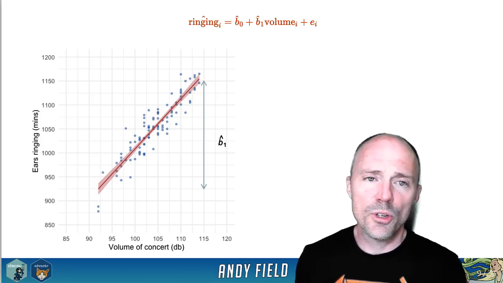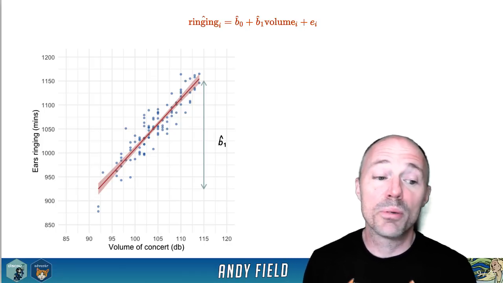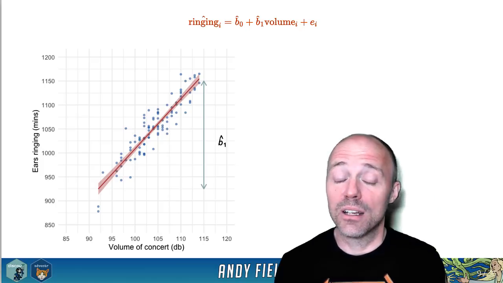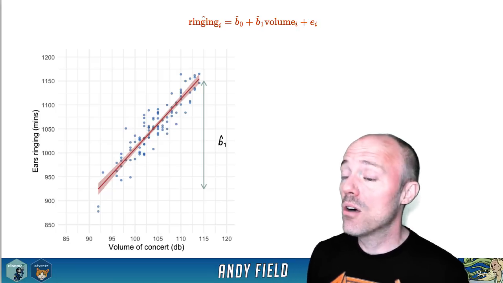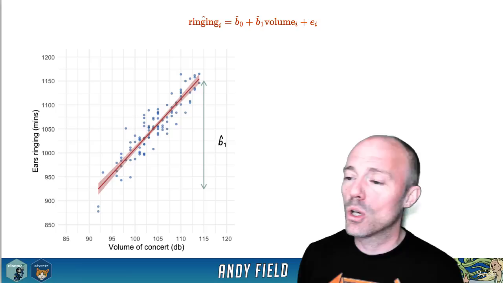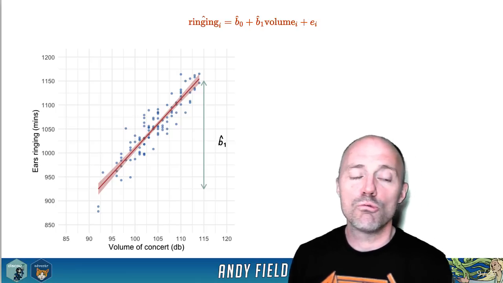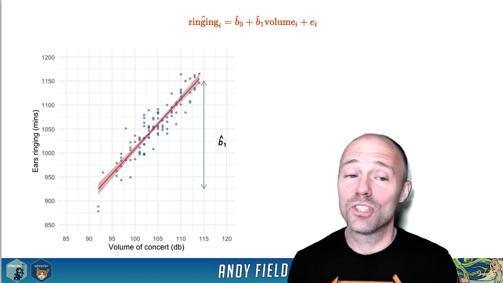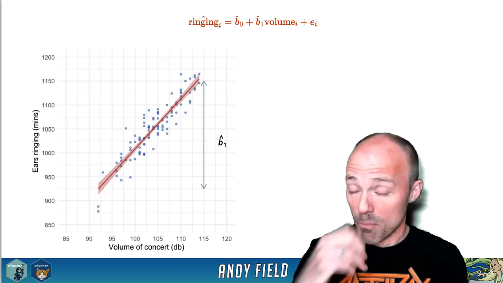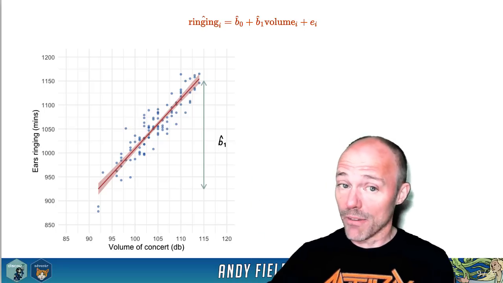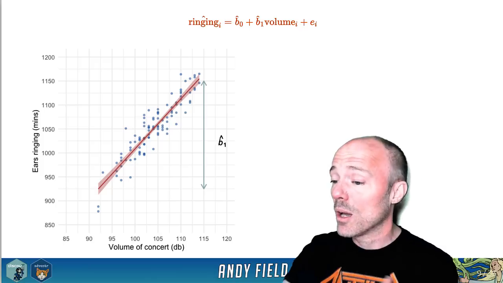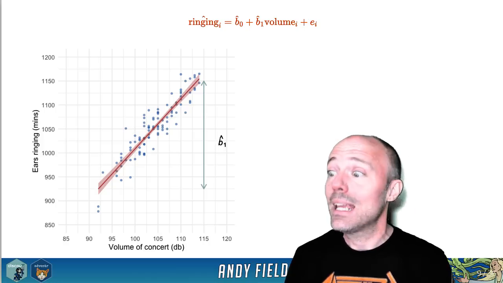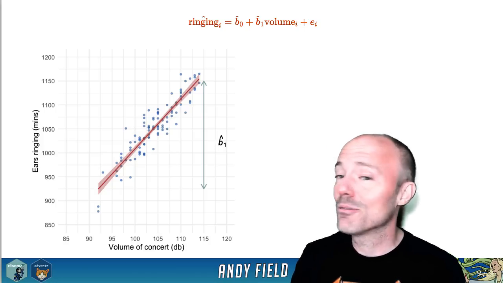So we saw that the beta 1, the beta that's attached to the predictor, to volume, is showing us the rate of change, or the slope of that line. So the rate of change of the outcome as the predictor changes. So as the volume of the concert increased, how rapidly did ear ringing increase or decrease? So it's a rate of change, or the gradient of the line. Bigger numbers mean bigger rate of change, bigger effect. And if that beta was 0, our line would be flat, and it would mean the rate of change was 0. So as the volume increases, the amount of time the ears ring for doesn't change at all.